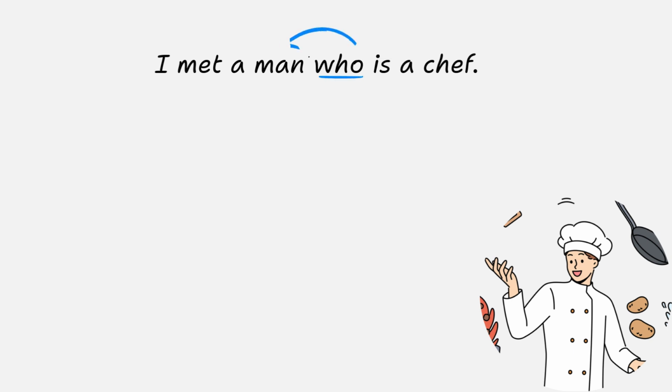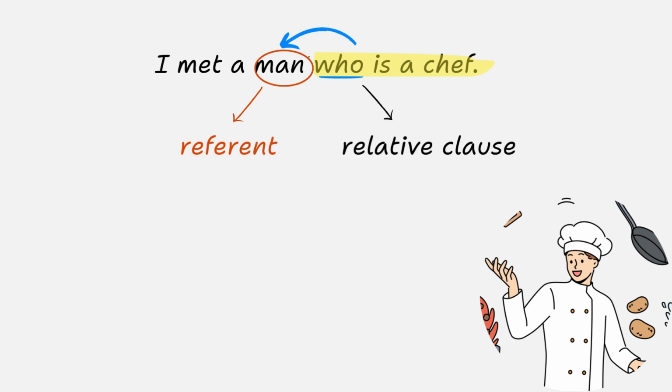Let's look at an example. I met a man who is a chef. Here, the relative pronoun who refers to a man, and the relative clause who is a chef gives us extra information about the man. To use relative clauses, you first identify the word or words that you're going to give extra information about. This is called the referent. Then, you figure out where the relative clause begins and ends.